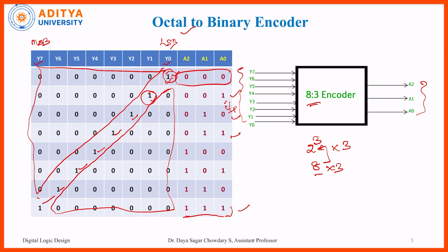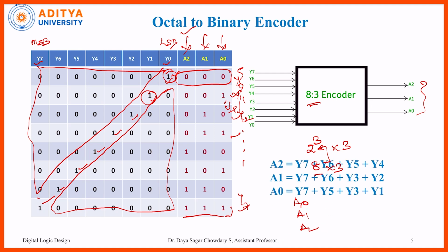If we want to obtain the outputs A0, A1, A2, we can place the inputs as Y0, Y1, Y2, and so on up to Y7. Then it will be easy for us to construct an equation. If you observe this, A0 is equal to Y7, Y5, Y3, Y1. So if we consider A0, we have to consider this one, this one, this one and this one.